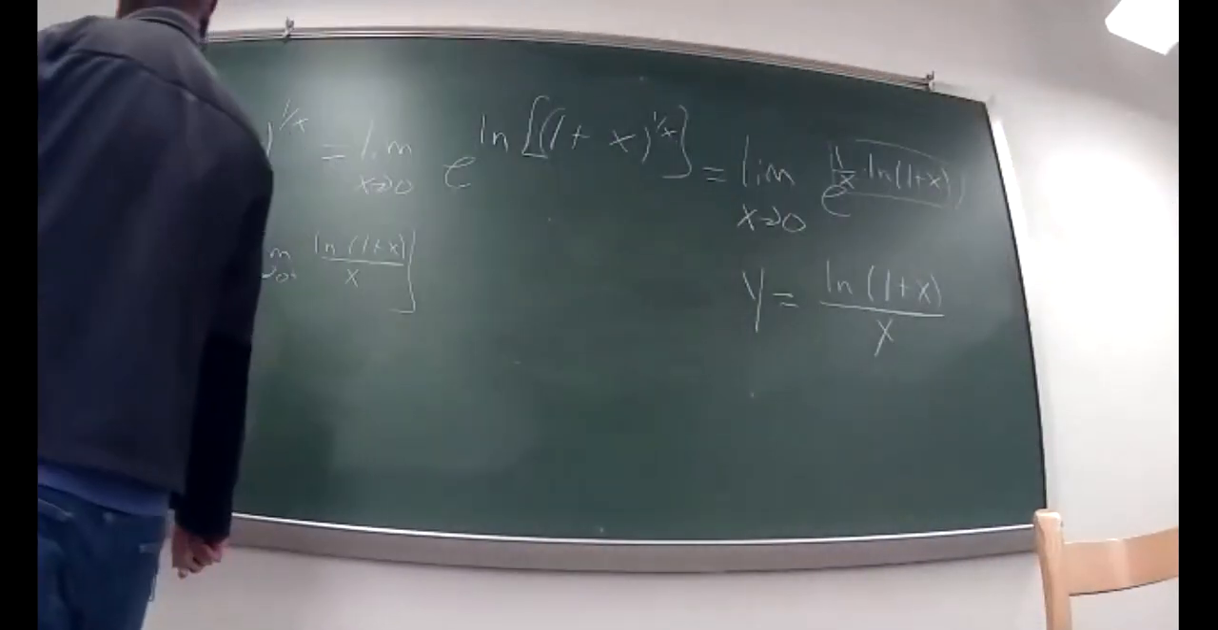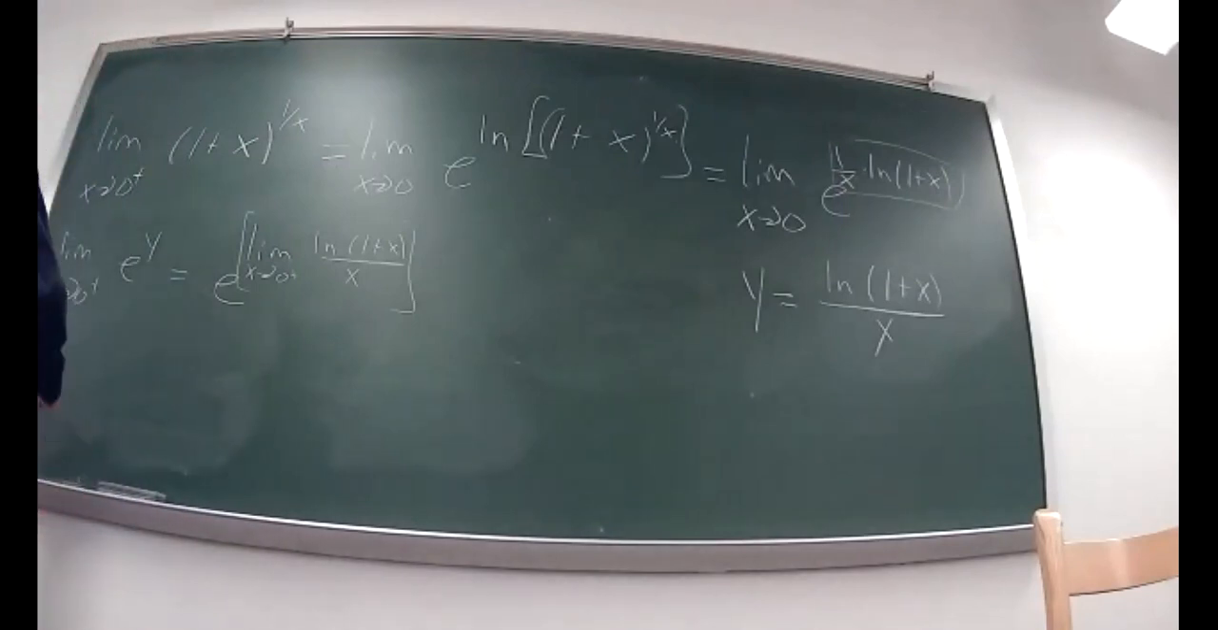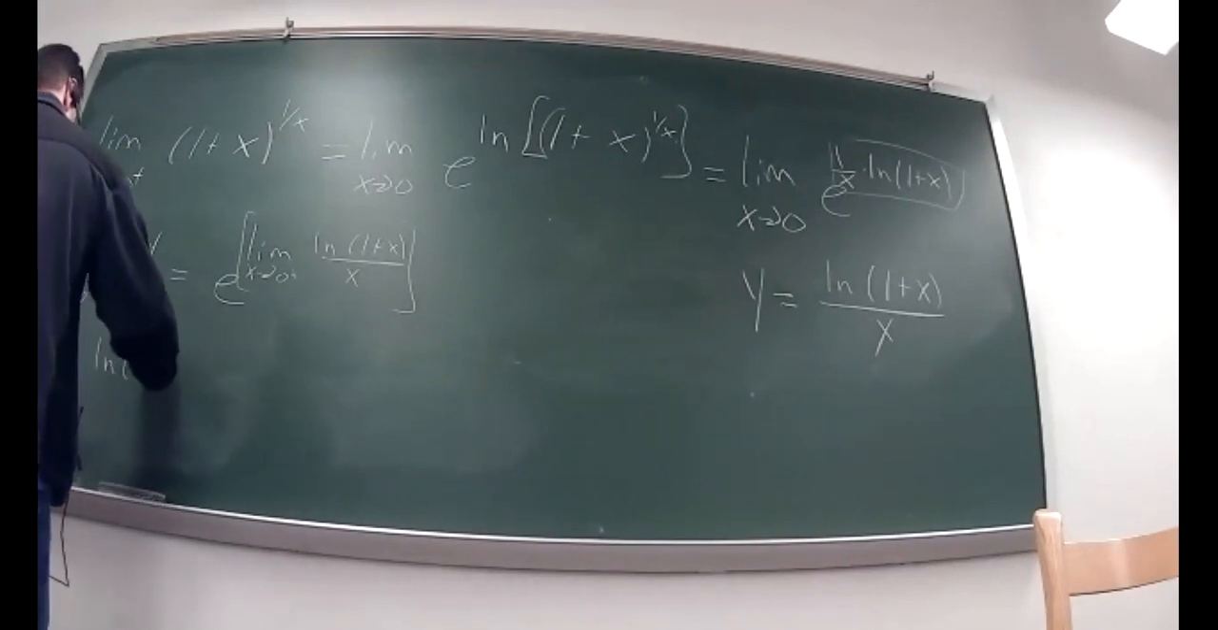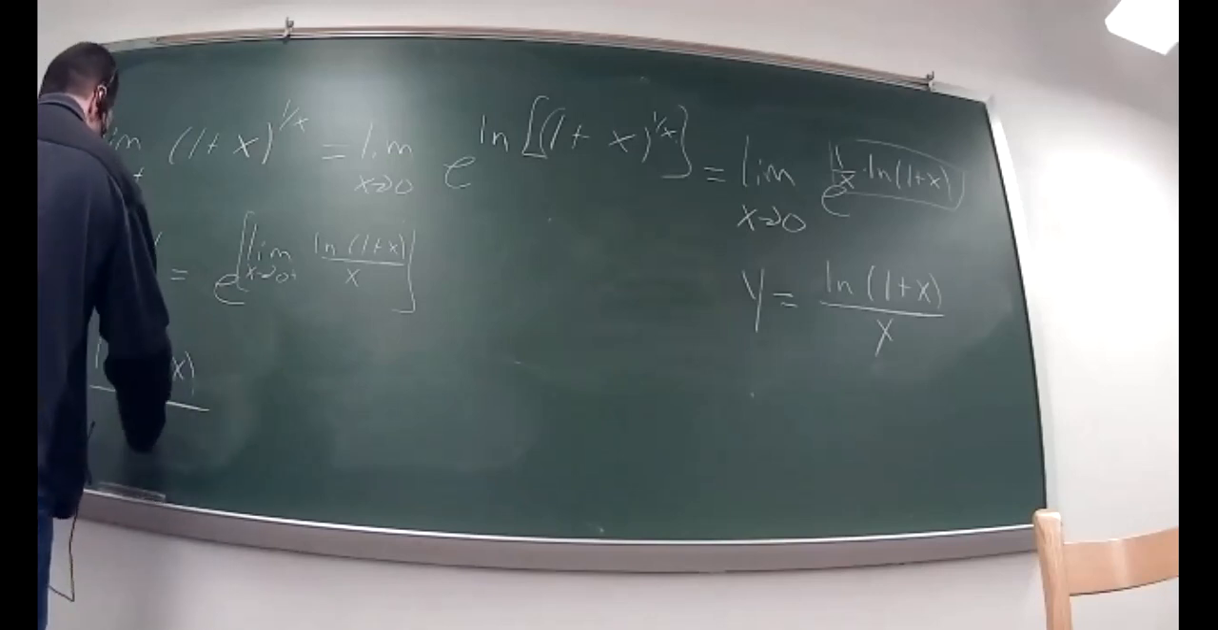Yeah, so let's settle this and try to figure it out. So the limit now is x. I'll rewrite the problem. Limit as x goes to 0 of natural log of 1 plus x over x.